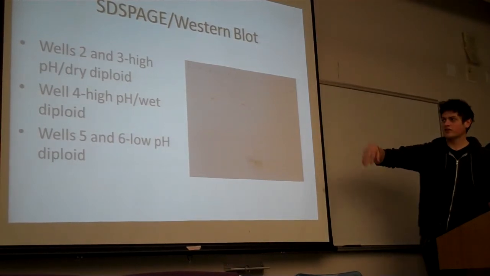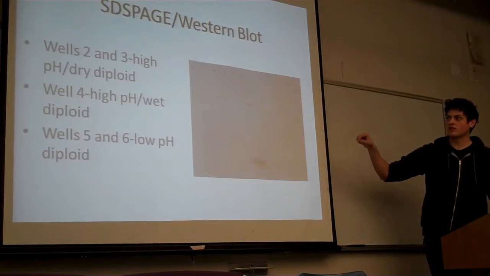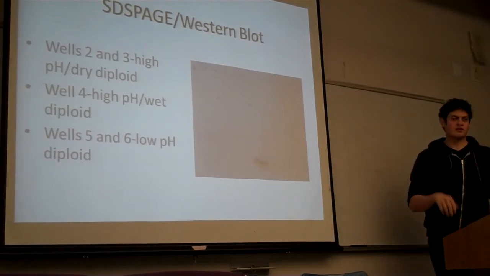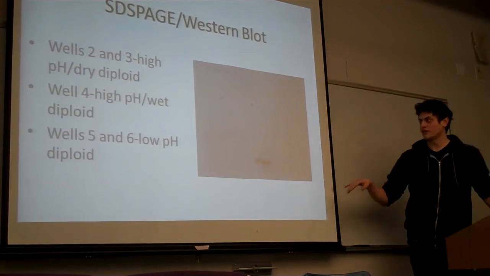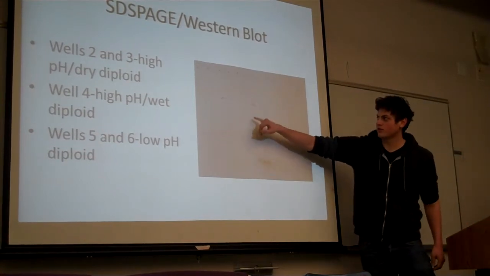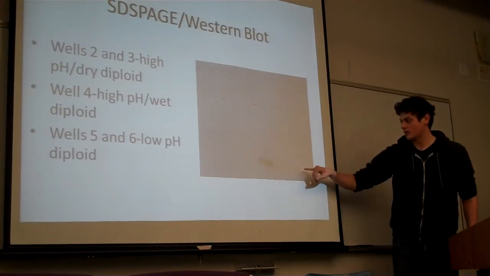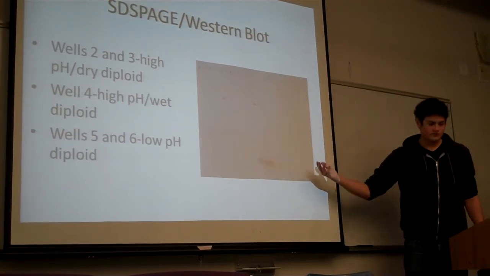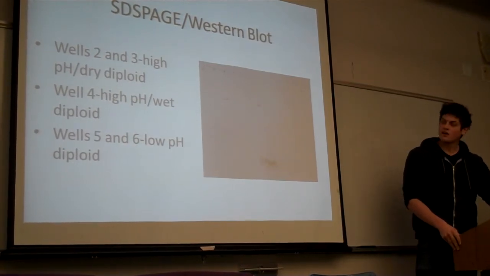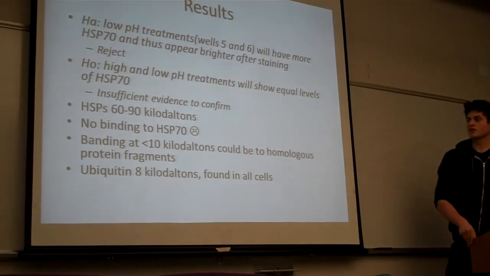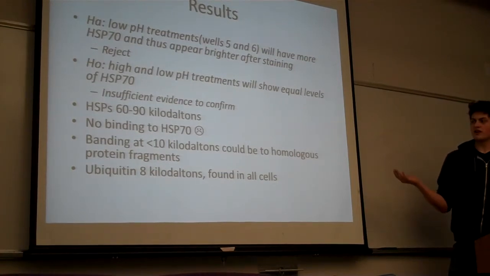They were all diploid, and there were 2 from the low pH, 3 from the high pH, 2 that were left out to dry, and 1 that stayed wet, or submerged in the water. Over here you can see what it would look like if it bonded with HSP70, but we had banding down here, so the antibody was going to something else. It didn't really work out the way I planned.